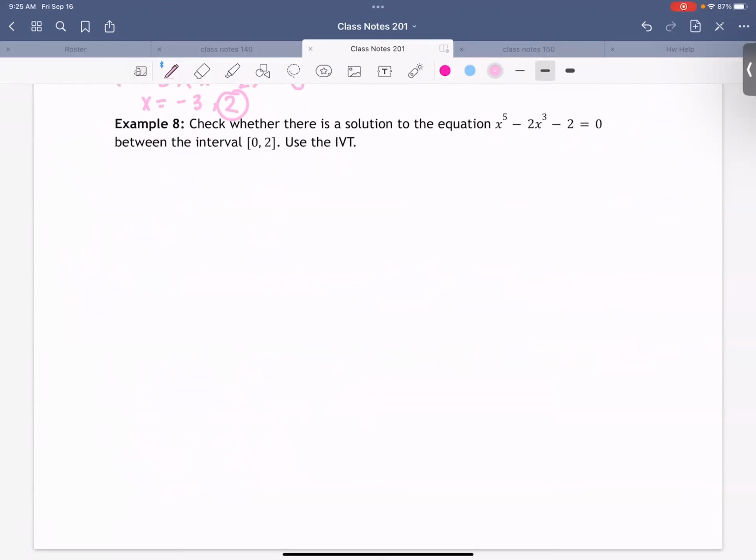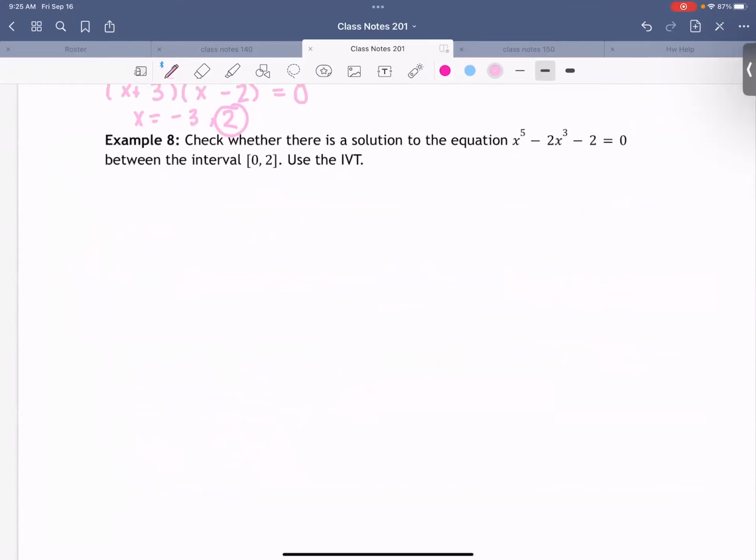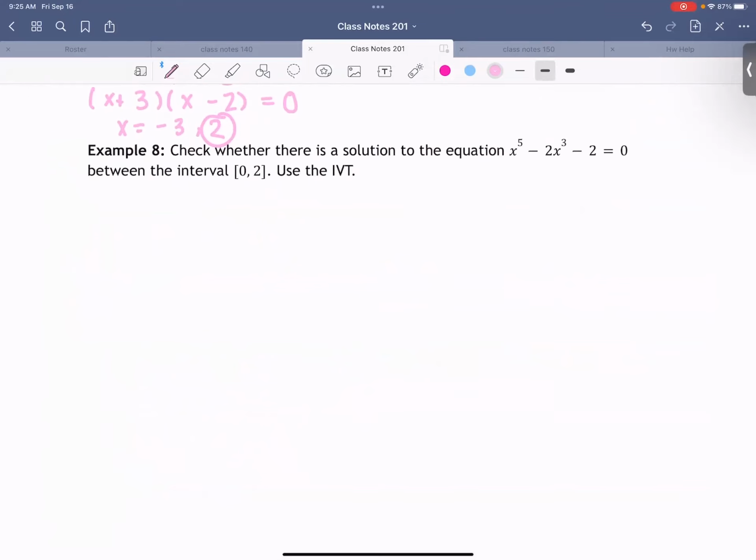First of all, our equation is a little bit different, right? We have x to the 5th going on, which is a little bit weirder. And we have the interval 0 and 2. This one's asking us, is there a solution to the equation x to the 5th minus 2x cubed minus 2 equals 0? How is this the IVT question? The equaling 0 is like the equaling 7 in the last example.